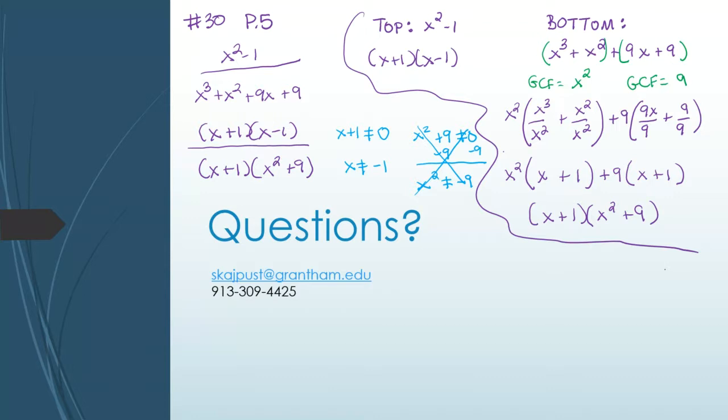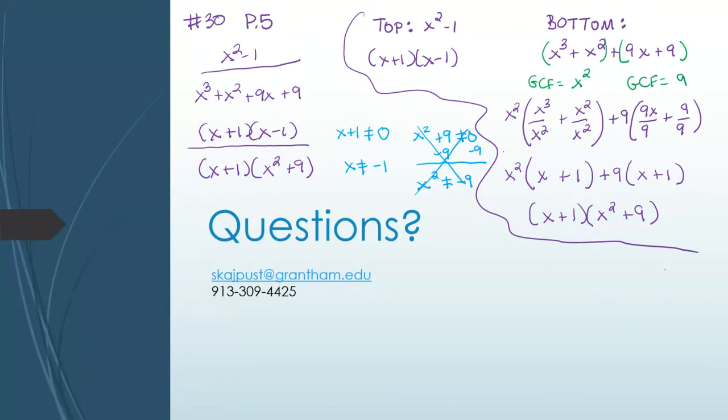Are you with me with that explanation there? Okay, good. So you've got to think through these things. So that means the only restriction we have is x not equal to negative 1.